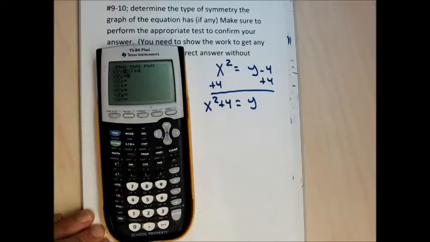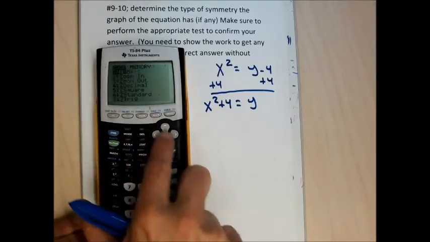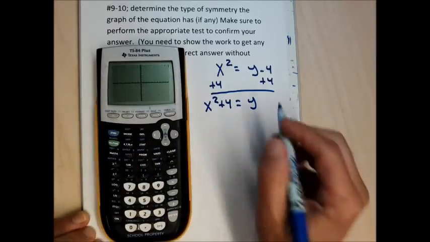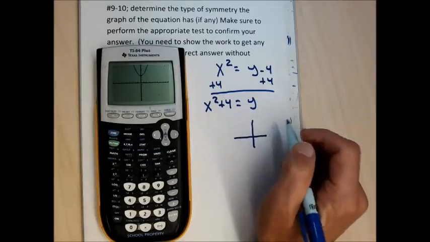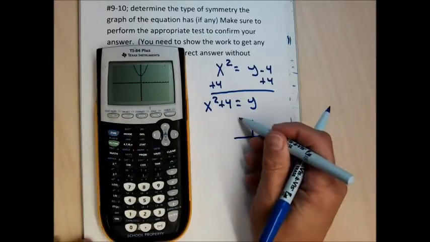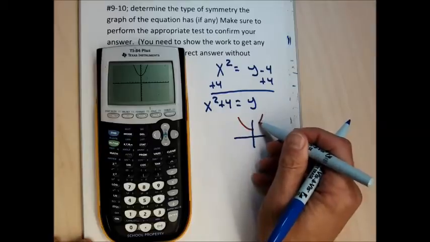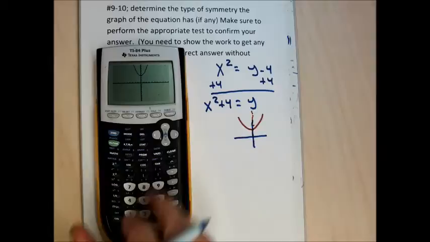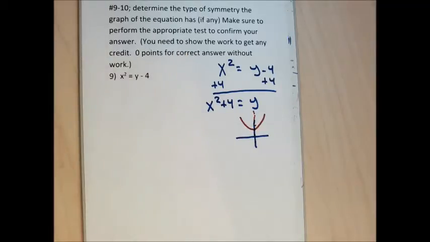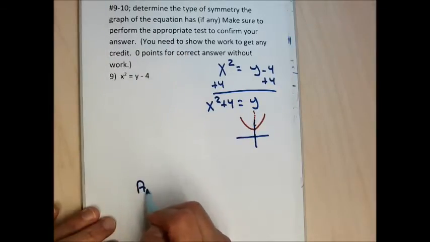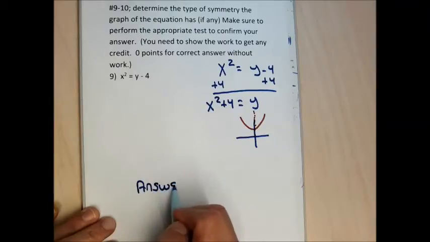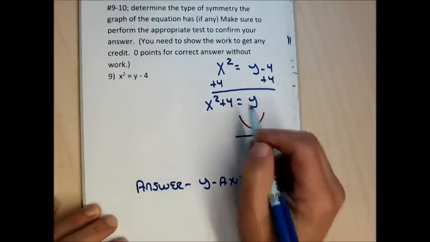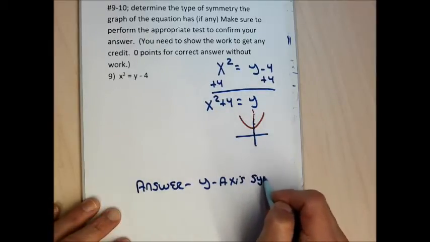I have no idea what window I had previously, so I'm going to hit my zoom button and then go down to number 6 and hit standard to sketch a graph. When I look at the graph, I have to ask myself, in this case, does the y-axis cut it into 2 equal halves? And it certainly looks like the y-axis cuts it into 2 equal halves. So I think my answer to the type of symmetry this has is it has y-axis symmetry, because a line through the y-axis would cut it into 2 equal halves.